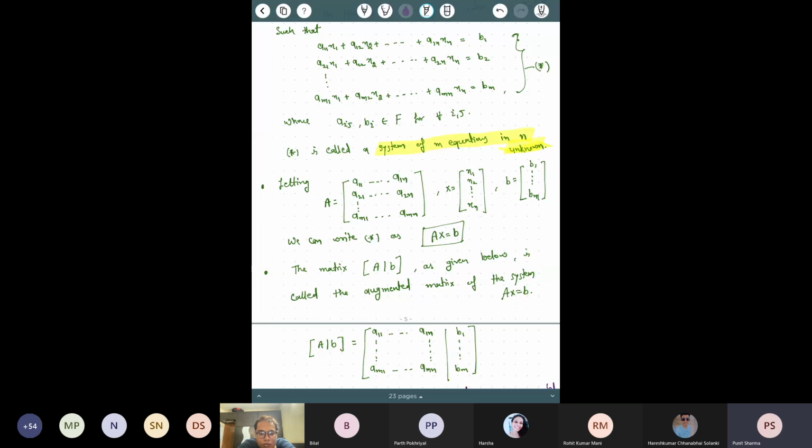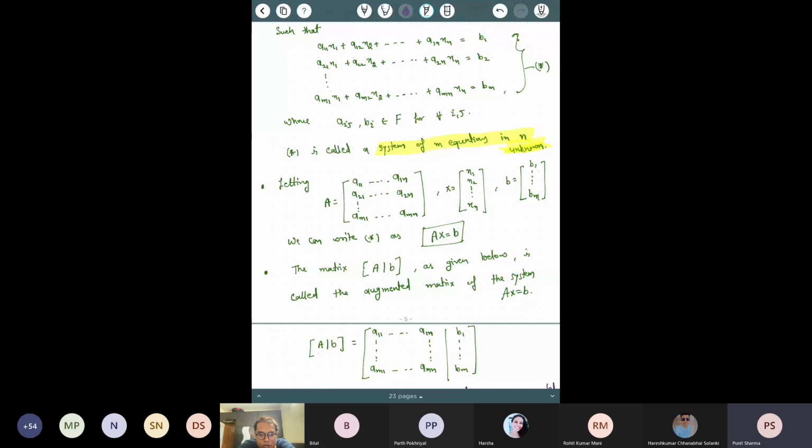Okay. If I write this matrix here, A bar B, this is just a notation. This is a matrix where the first n columns represent the matrix A here, and the last column is the vector B. And this bar I have used just for notational purposes, just to separate the coefficient matrix A and the vector B. Okay, this matrix is called the augmented matrix of the system.